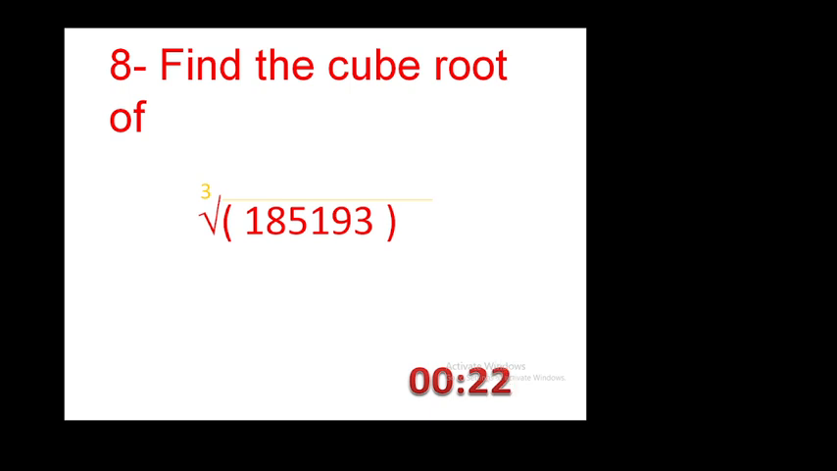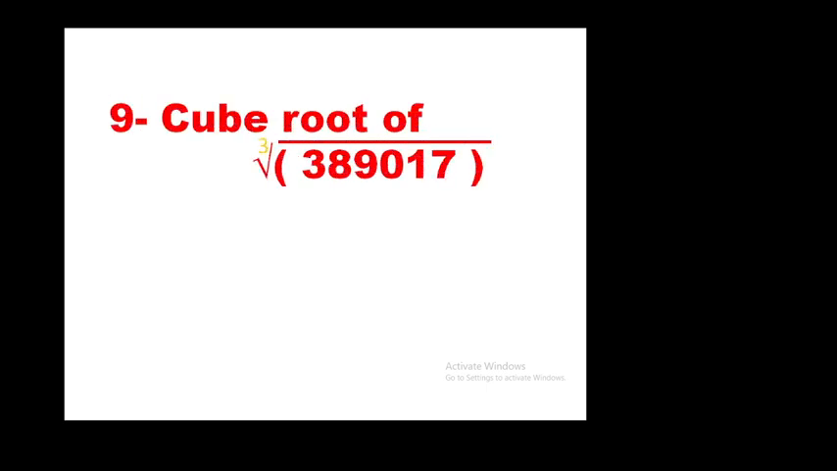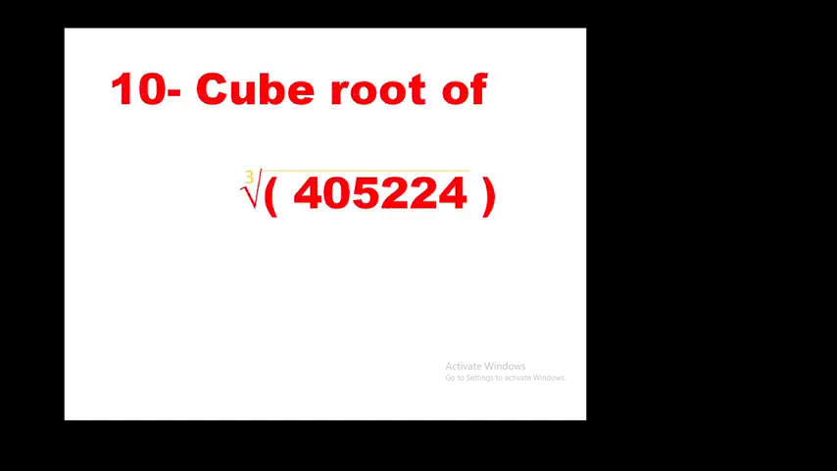50. 125. Above 125, 185. So 57 is the correct answer. Yes, 73 correct. No, 80. No, 80. It is 74. Because 405 is less than 512. We can't take 80.